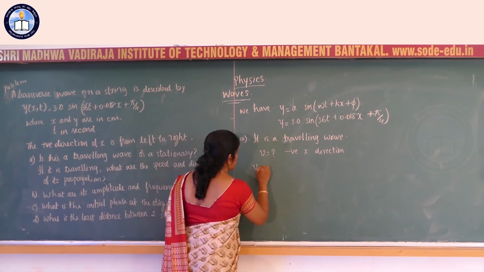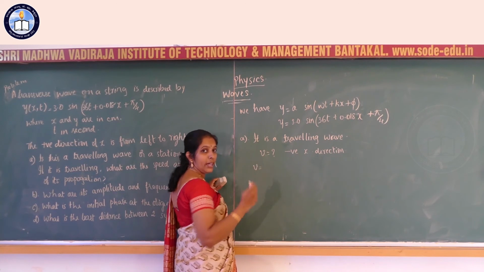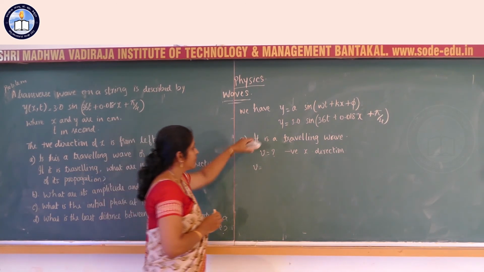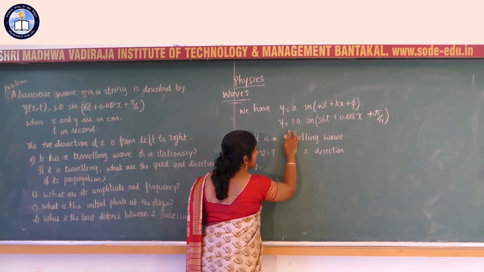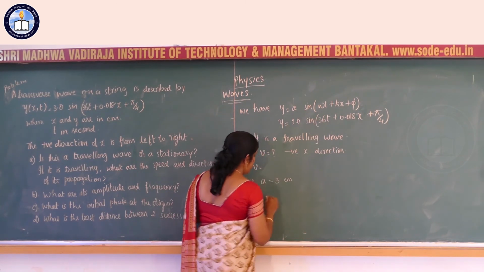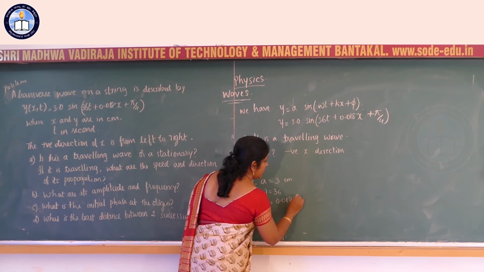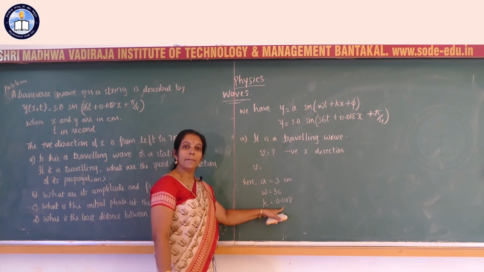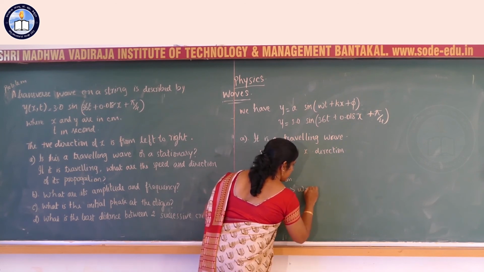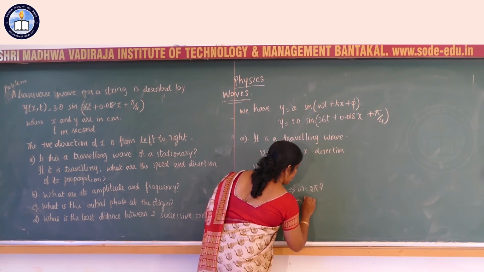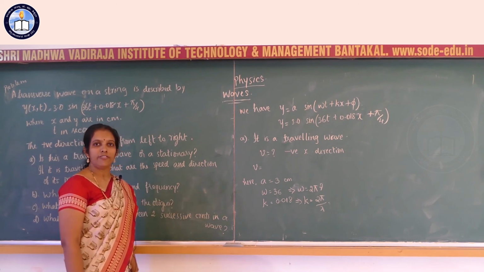Wave velocity. To find the wave velocity using the given data, we have the relation v is equal to nu lambda, or omega by k. Collect the given data. Here amplitude A is 3 centimeter. Omega is 36 radian per second. k, the wave number, is 0.018 per meter. We have omega is 2 pi nu, and wave number is 2 pi by lambda. Using these two equations, we can find the wave velocity.